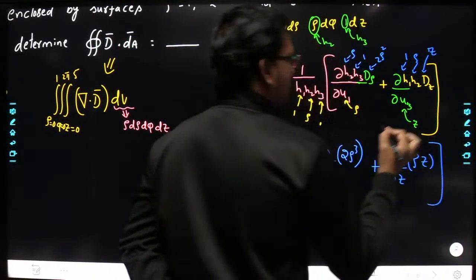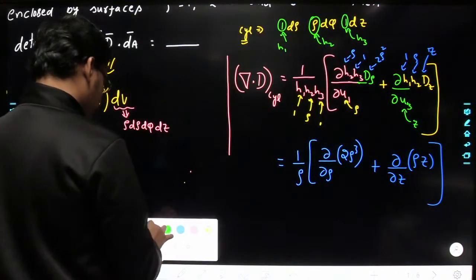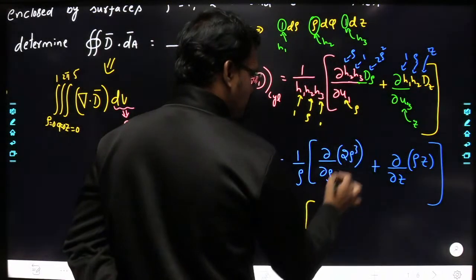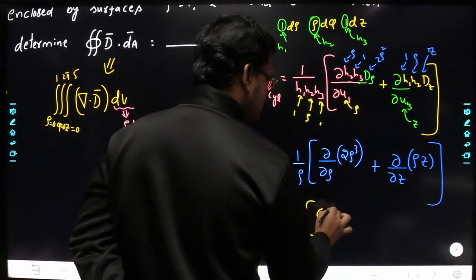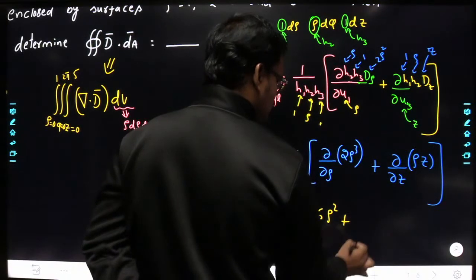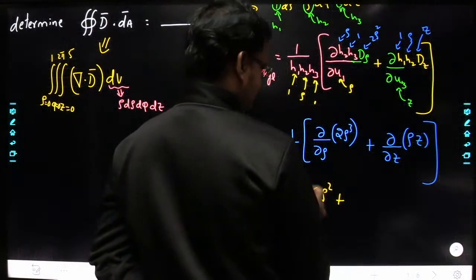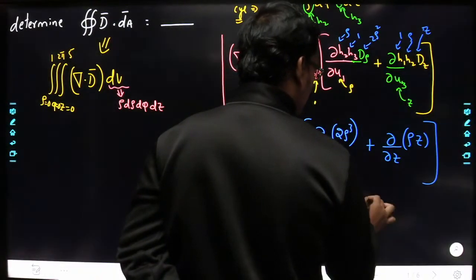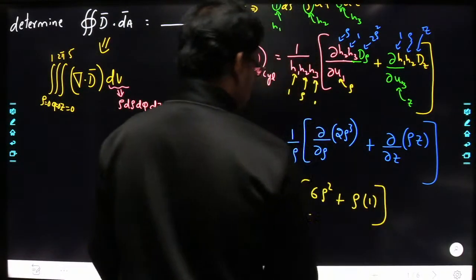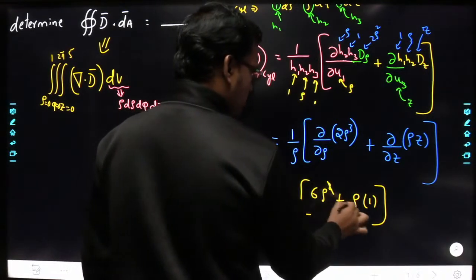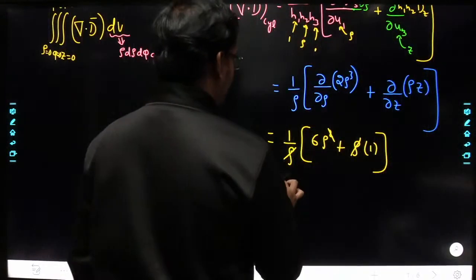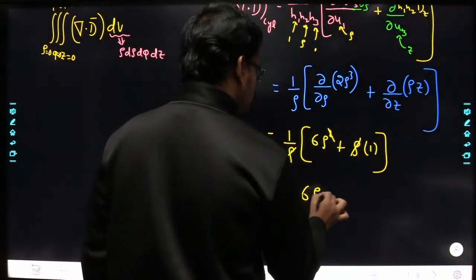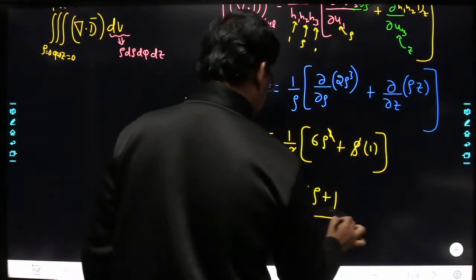So this is what you are having. So this is equal to 1 by rho, differentiation of 2 rho cube with respect to rho, which is nothing but 6 rho square, plus rho into 1. Here one rho will get cancelled. So finally, divergence of D bar, you are going to get simply 6 rho plus 1.